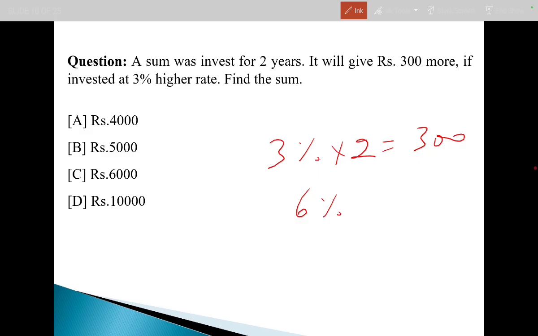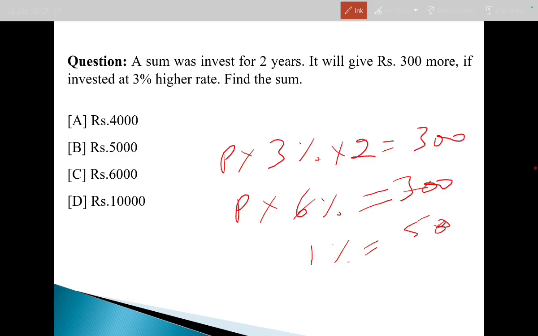As I told you, your SI is simply some percentage of your principal, right? If you give 3% extra rate for 2 years, it will give you 300 extra, which means 6% of your principal is equal to 300. So 1% of your principal will be 50 rupees. As you know, the principal is always 100%, so the 100% value of this will be 5,000. So your answer will be 5,000 for this question.